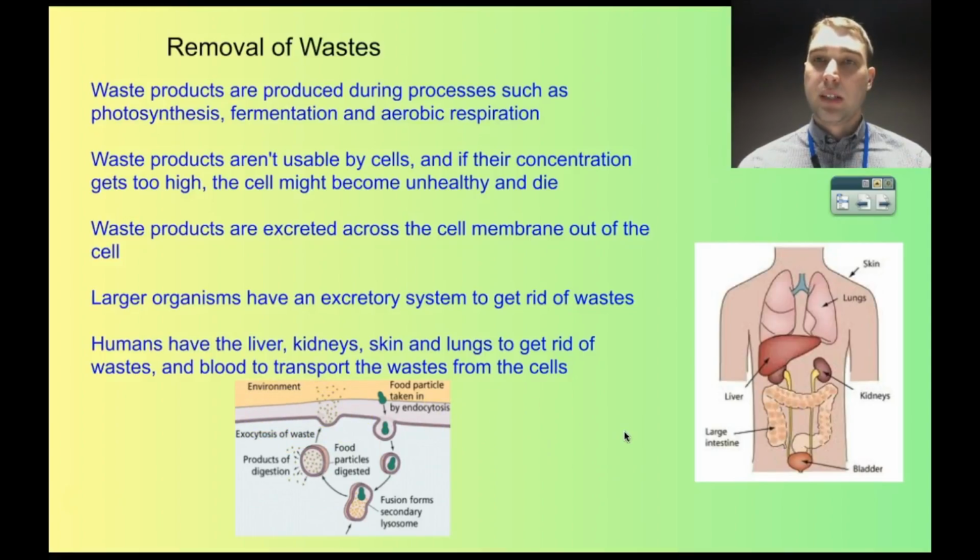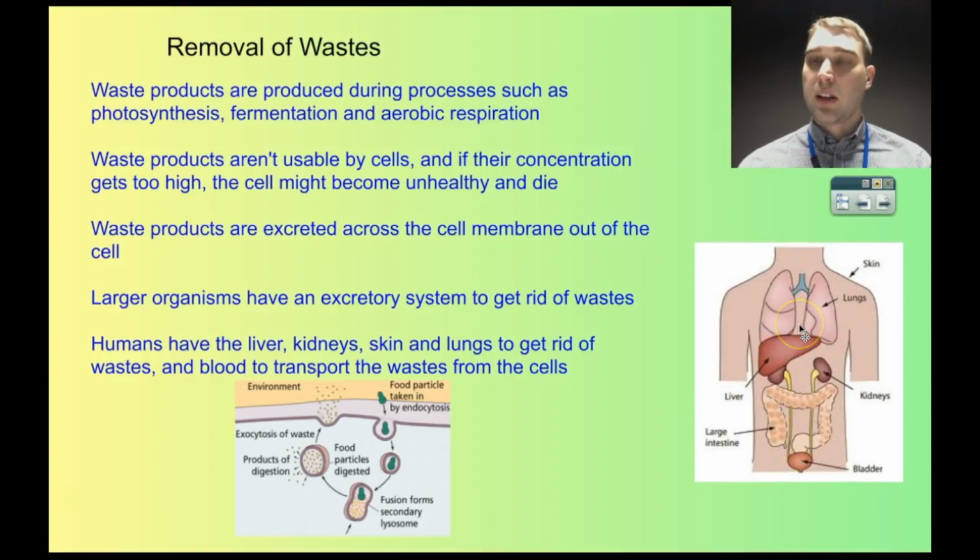waste away. You're quite a large organism, and you have an excretory system to help get rid of the waste products that are produced in your cells. So your liver breaks down a lot of toxic compounds, and then the breakdown products of the liver often circulate around the body and go to the kidneys. The kidneys are responsible for removing waste products and storing them in the bladder and then weeing them out. But then you also get rid of waste products through your lungs and your skin.